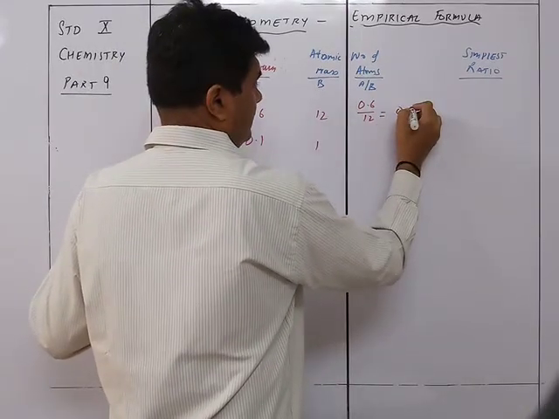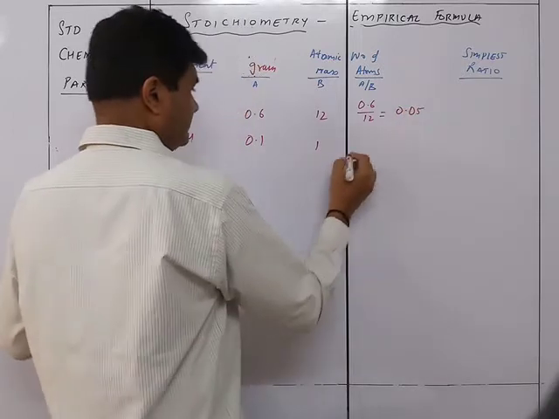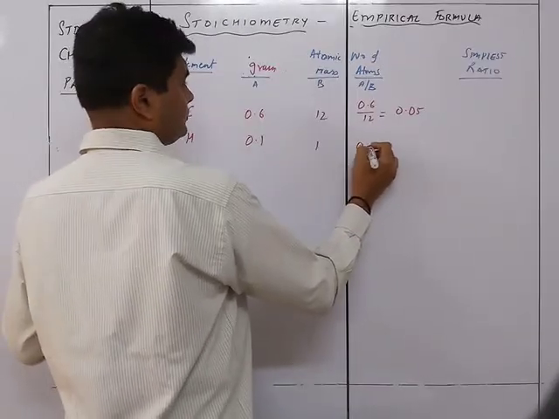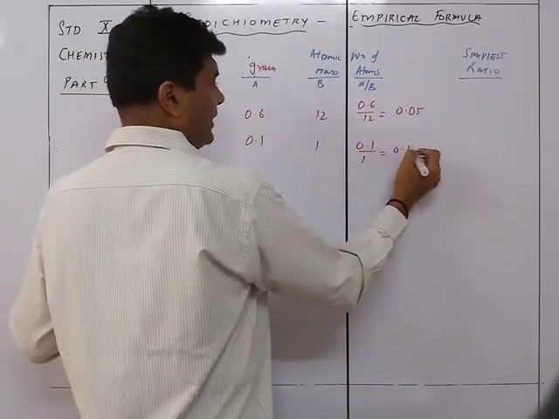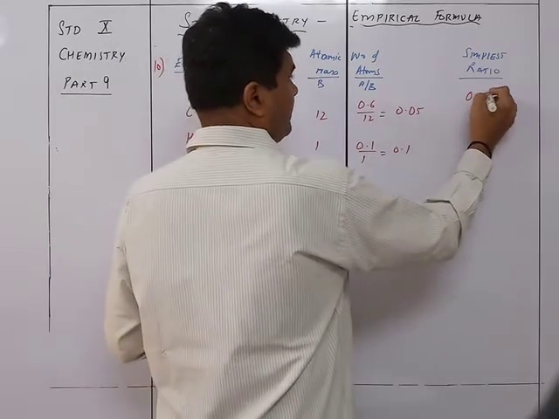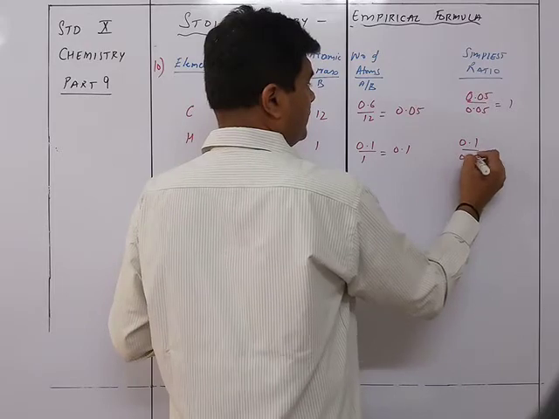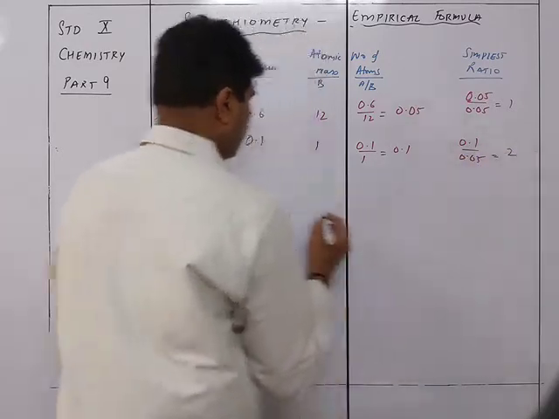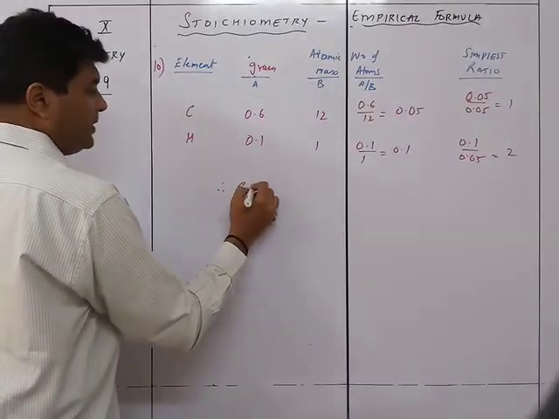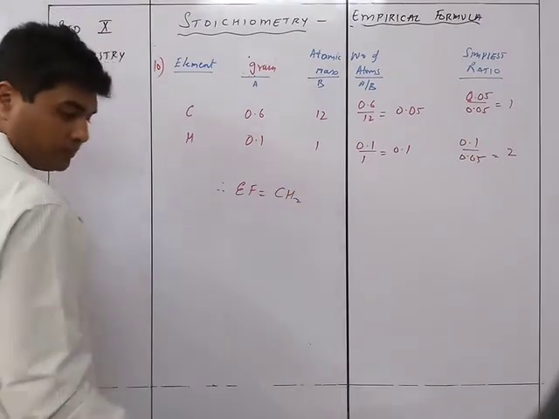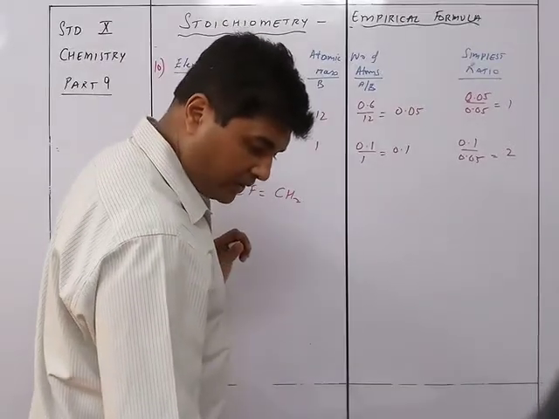0.05. This is 0.1 upon 1 is 0.1. So 0.05 upon 0.05 is equals to 1, and 0.1 upon 0.05 is equals to 2. Therefore, empirical formula is equals to CH2. What else do we require?